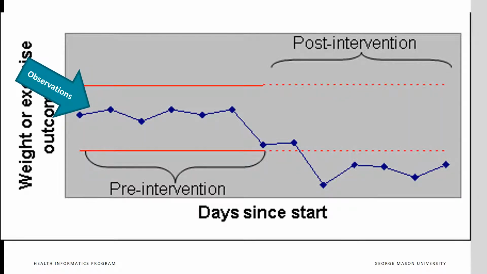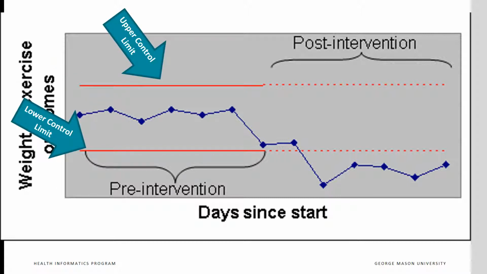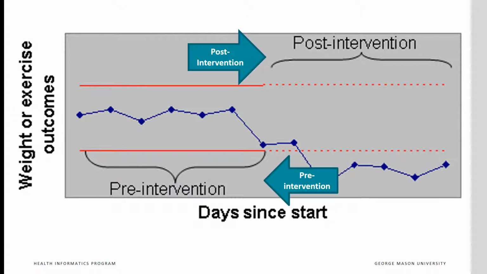Let's go over some of the definitions of terms here. Control charts are based on comparing observations for each time period to control limits. Here the red line shows the control limits, the blue line shows the observations. If you make a change and intervene in the process, you can see if the change has affected the outcomes.